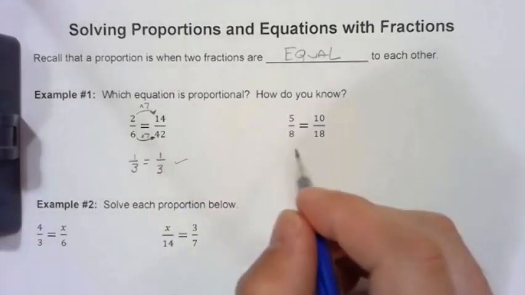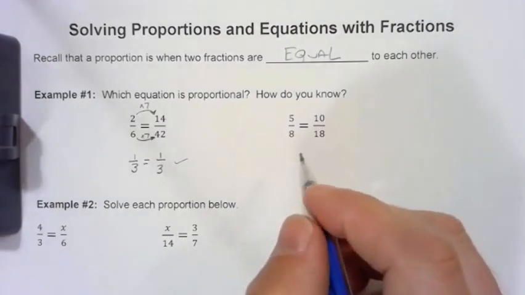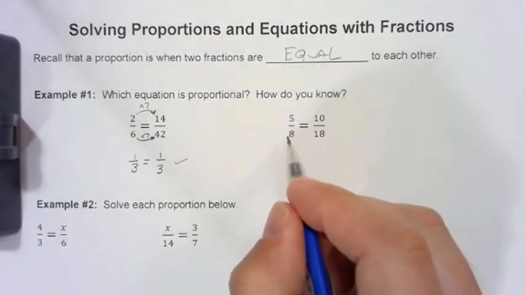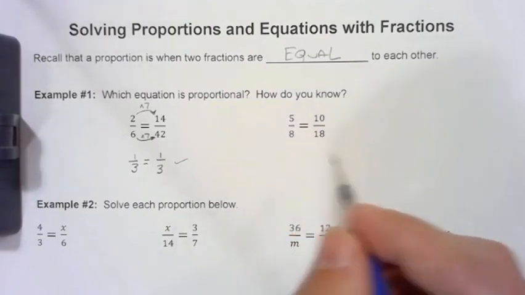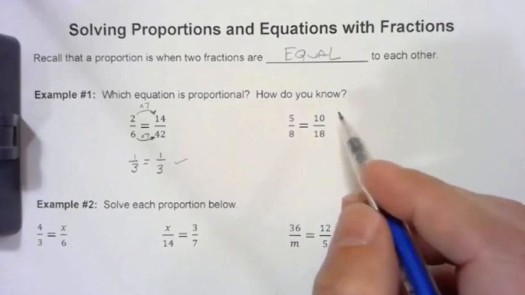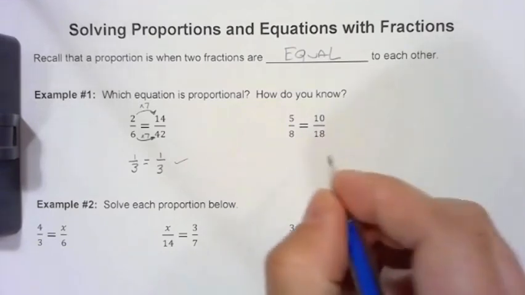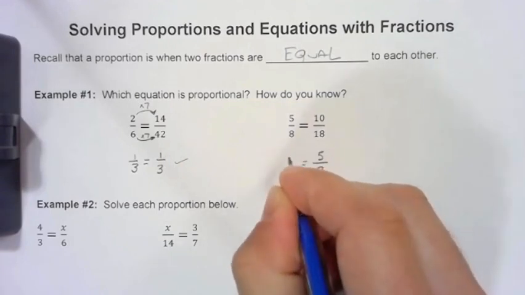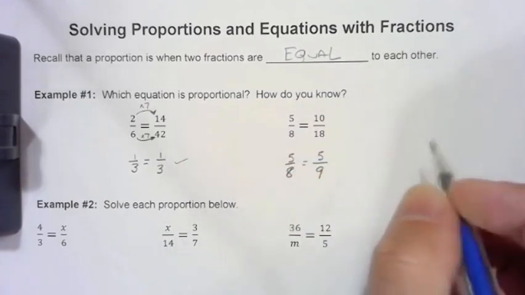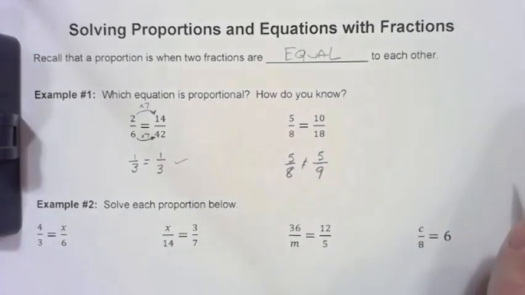Looking at this example, again, I can put both of these to the test here. 5/8 actually doesn't simplify, okay? The only common factor that 5 and 8 share is 1. 10 and 18, those are both even numbers, so if I divide each of those by 2, that's going to give me 5/9. And my first fraction was 5/8. Well, they're not equal to each other, so this is not a proportion.